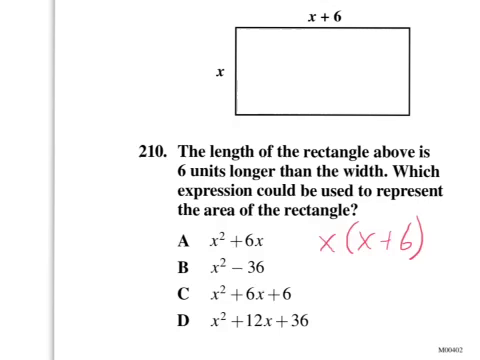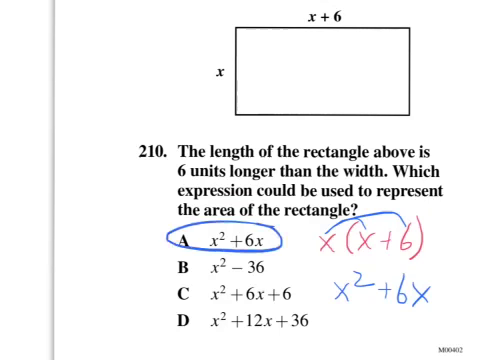It's called the distributive property. So what's x times x? X squared. What's x times 6? 6 times x. X times 6 is 6x. Do you see that answer somewhere? Done.